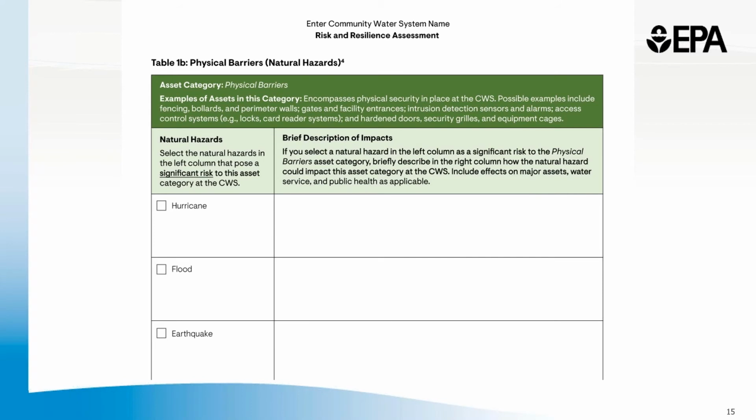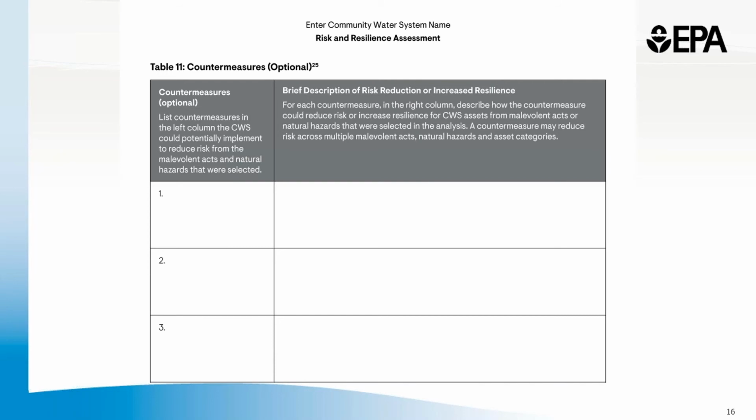And then the same exercise for physical barriers, except this time with natural hazards, whether it be hurricanes, flooding, earthquakes, or any other natural hazards that you might have. And so the checklist goes through that with 10 tables, A and B, for both malevolent acts as well as natural hazards. And then there's an optional table 11 where you can look at countermeasures. This is where you would put down a countermeasure that you could have at your utility, and then a description of how that would reduce the risk or increase the resilience at your utility.